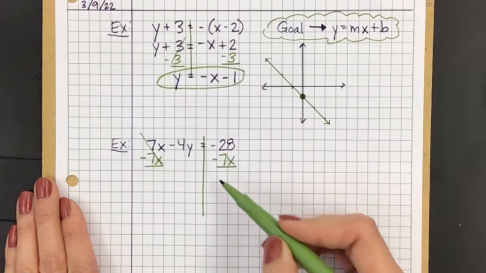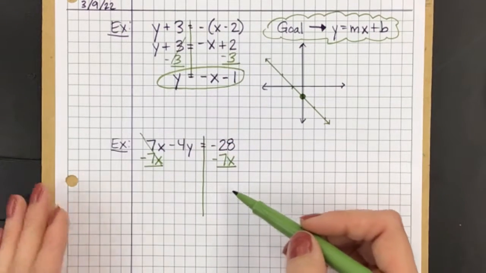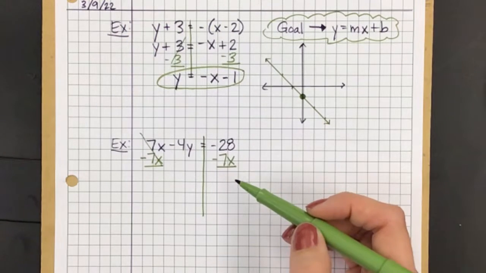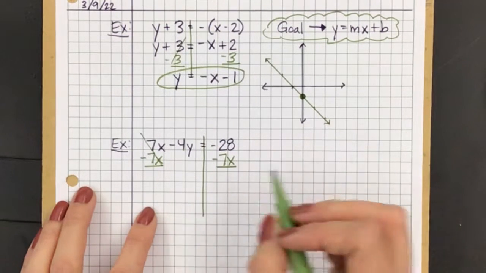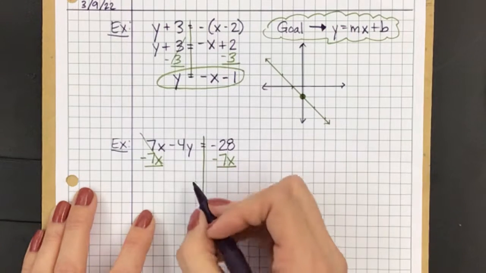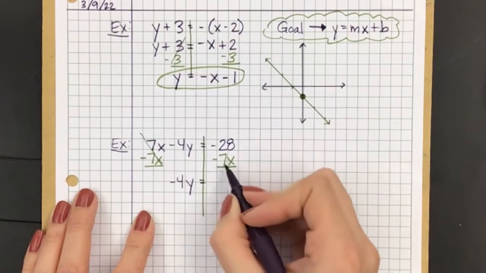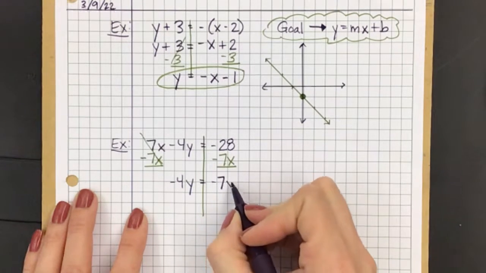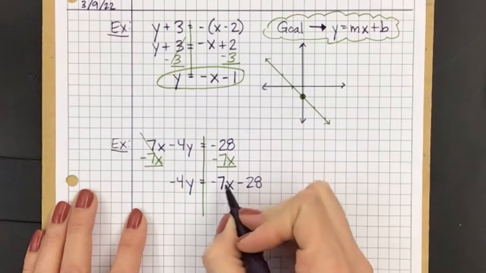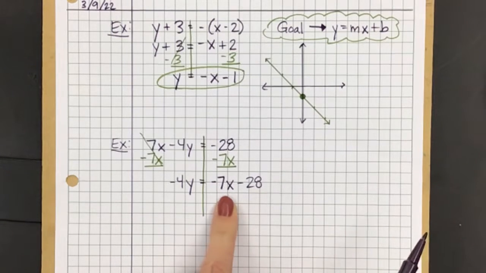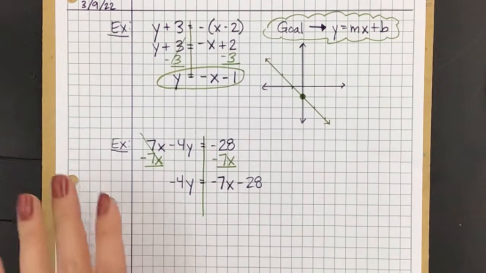Notice that these are not like terms. So you're used to being able to just subtract and move on. You're not going to be able to do that here. We're just going to leave it. So you're left with negative 4y here. And then we have negative 7x minus 28. So notice that I put the x term first because our goal is to get it into slope-intercept form, which has that x term first. Okay.